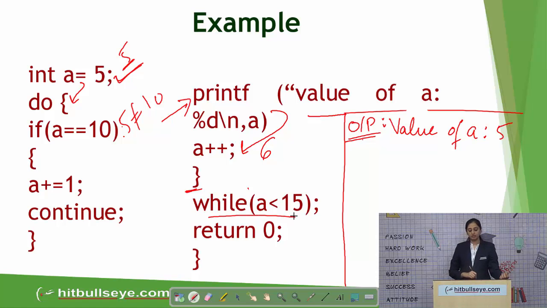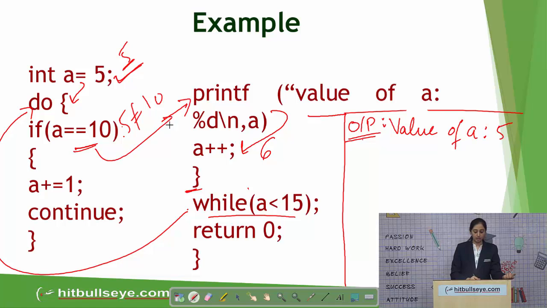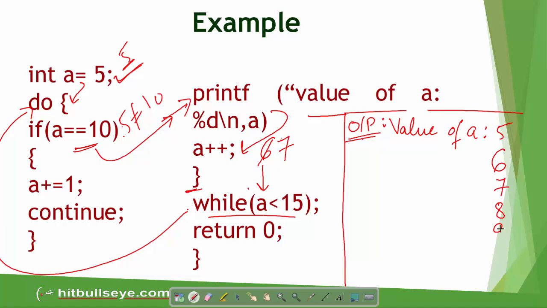Again the while statement, the while loop will be there. So now the condition is again true because 6 is smaller than 15. It will again go for the do loop for the execution. Again this condition is not satisfied. What is going to happen? It will go for the print. Now the value printed is 6, and after incrementation, and again checking, the value becomes 7. Again checking for the while loop, again the condition is satisfied, so it will continue. Here the value becomes 10, it will go inside the do loop.